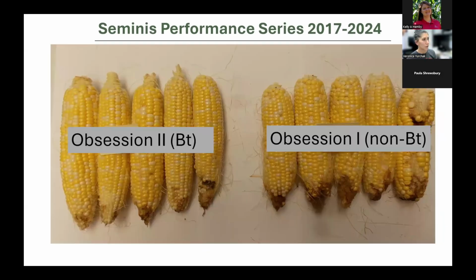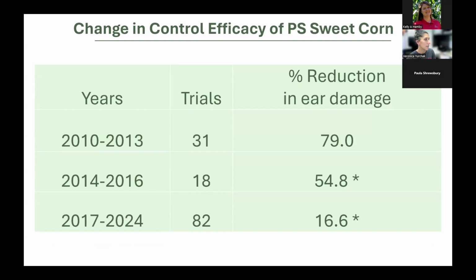But fast forward to about 2017 to 2024, when efficacy really started to decline. Now we do see quite a bit of resistance in corn earworm to these Performance Series hybrids. Just to show you how that decline has happened over the years: initially very similar to the Attribute, about an 80% reduction in damage compared to a non-BT variety, and then that dropped down pretty quickly to about 50%, and now we're down to 16% or less reduction in damage.